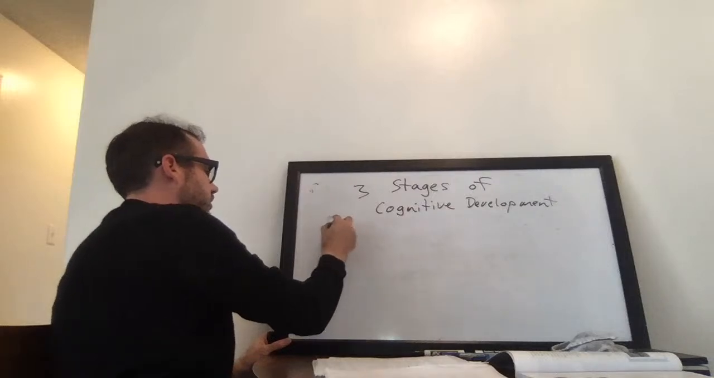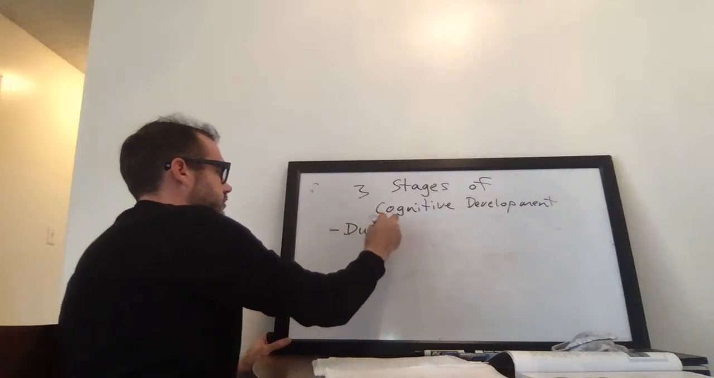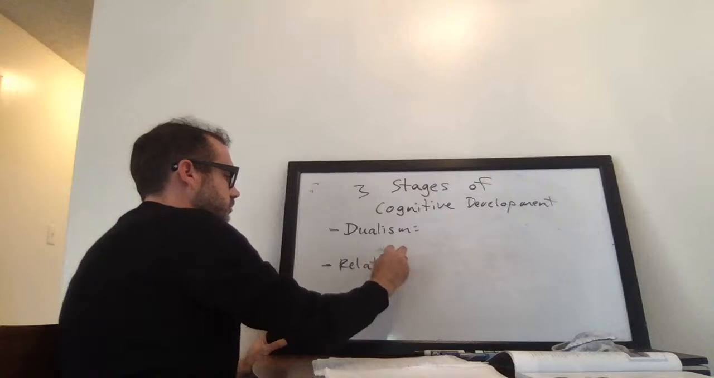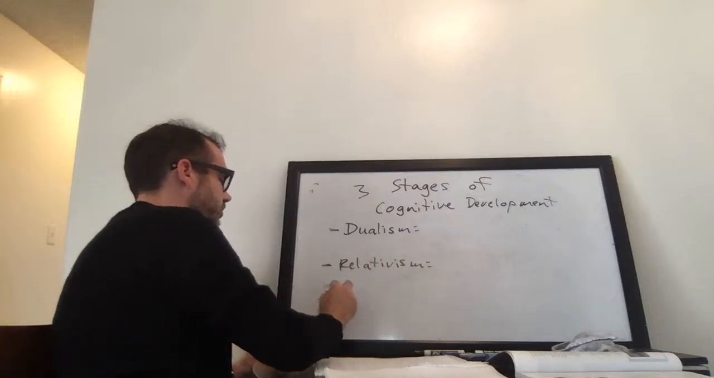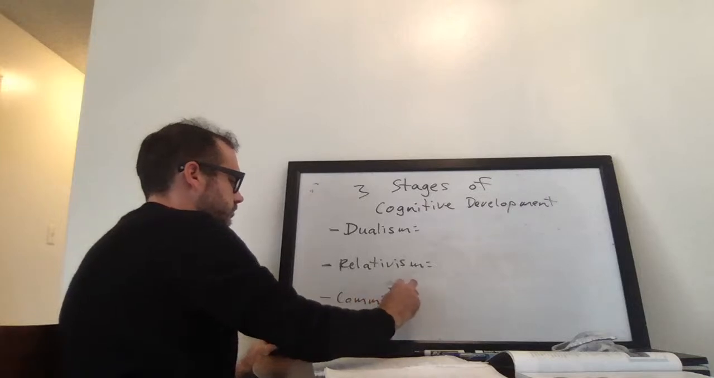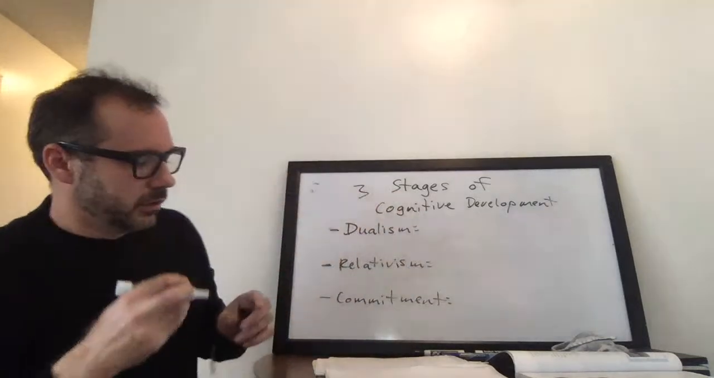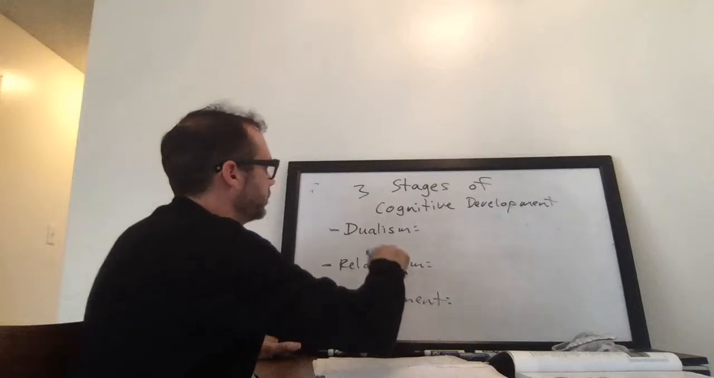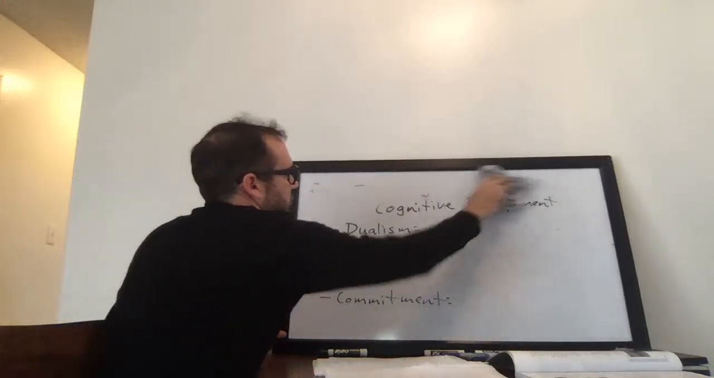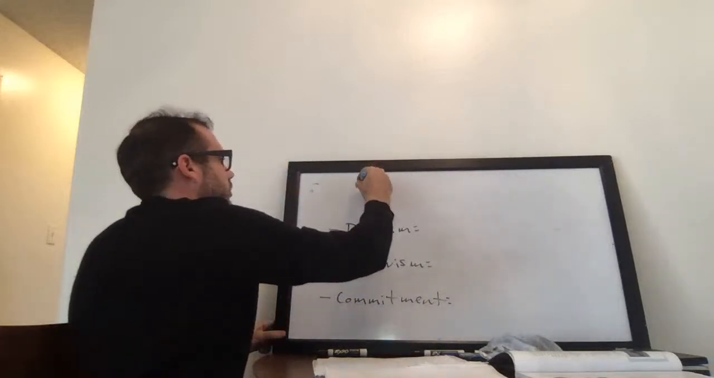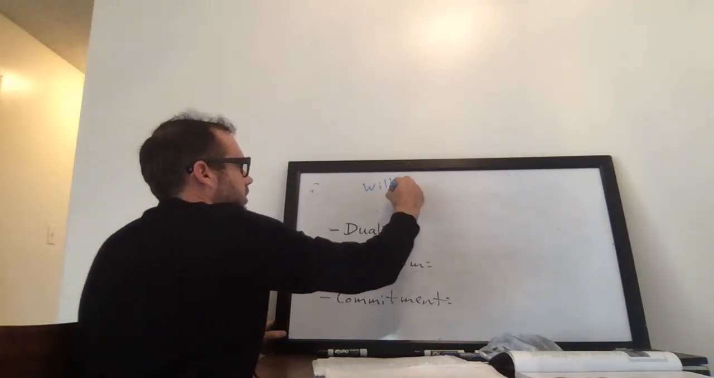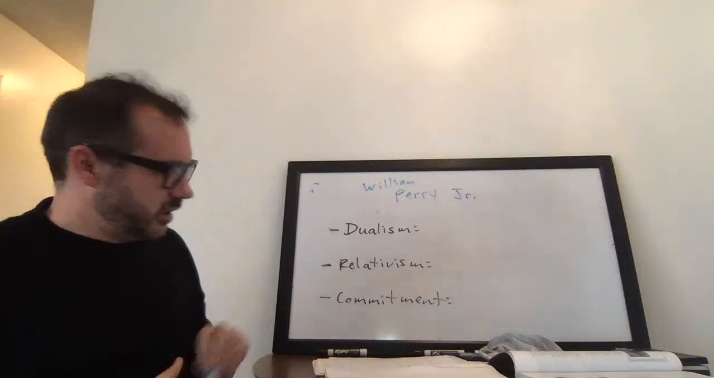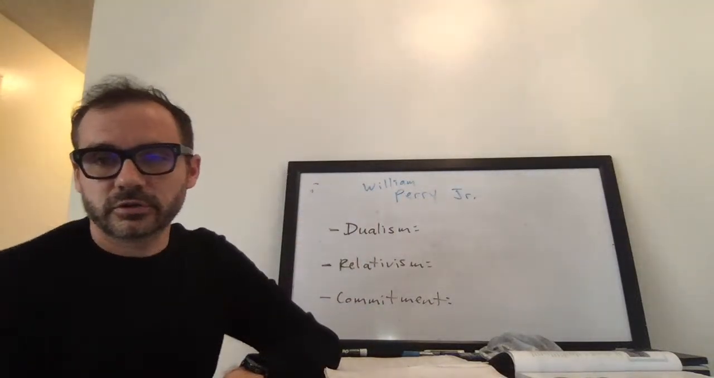Okay, so starting with the first one, which is called dualism. Then there is relativism. And finally, commitment. Dualism, relativism, and commitment. And, by the way, the researcher I'm talking to you about is William Perry Jr. So we owe him for these basic concepts that we're now going to discuss. So he did research, so he thought there was empirical evidence.